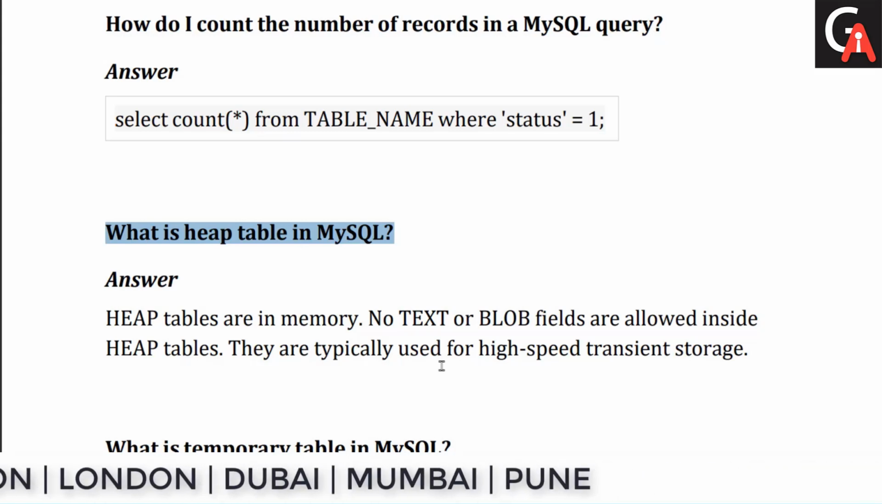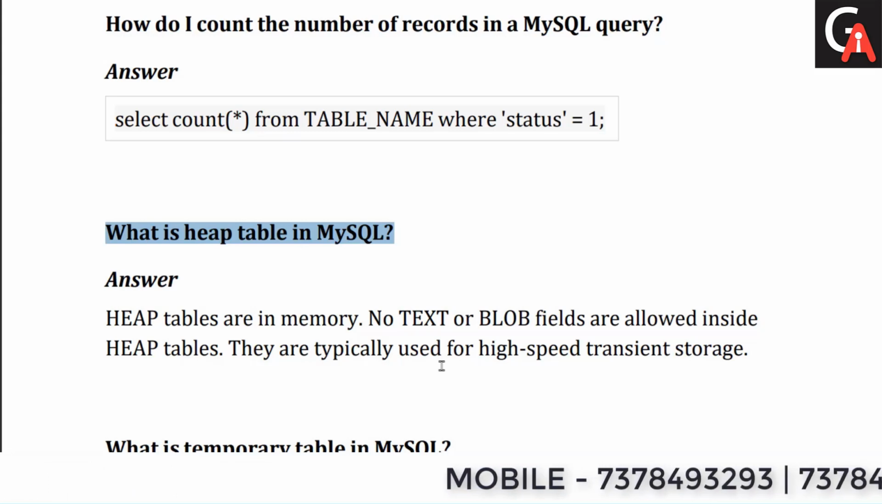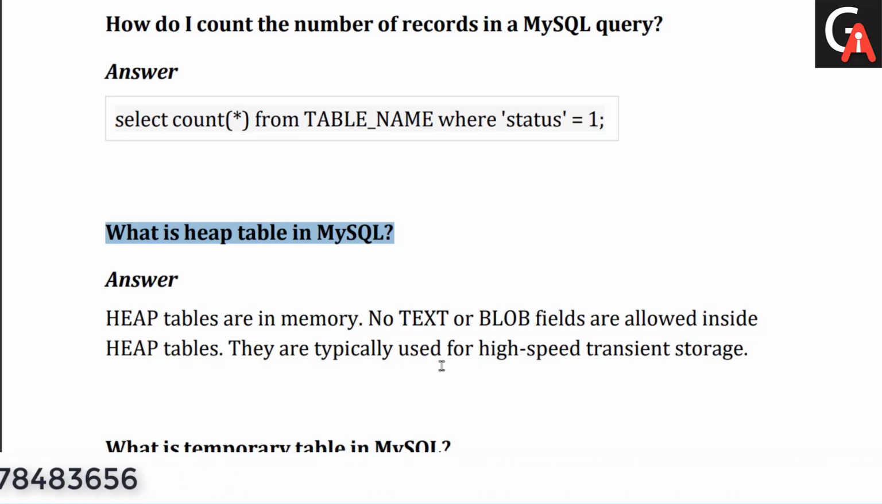What is meant by blob? Binary large object, which is specifically meant for image type data. Clear? So heap tables are tables stored in the heap memory. Clear guys? And typically it is used for transient storage, meaning storage for the session scope. If I close down the MySQL Workbench, then it will be gone. That is what we can use heap tables in MySQL for.